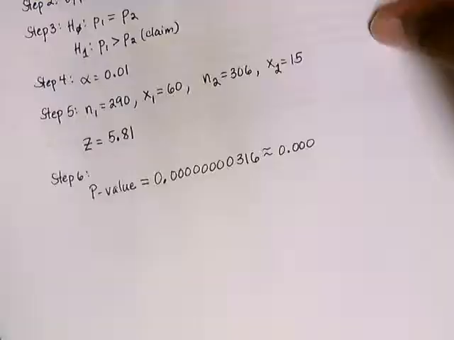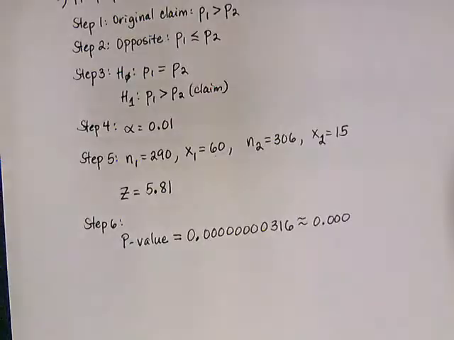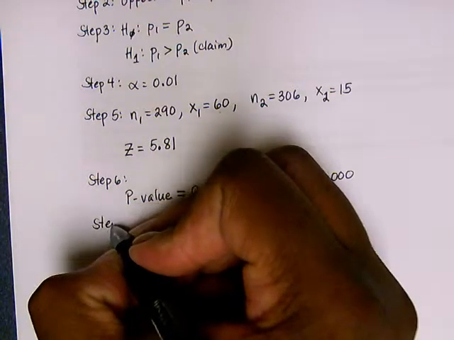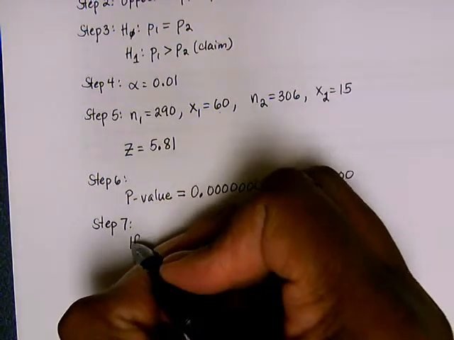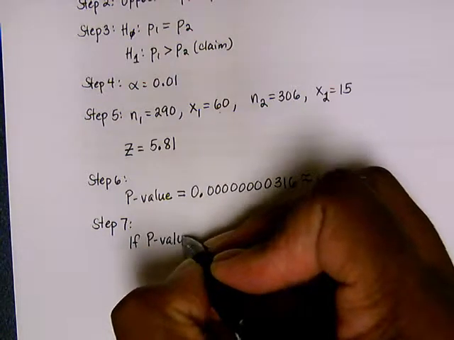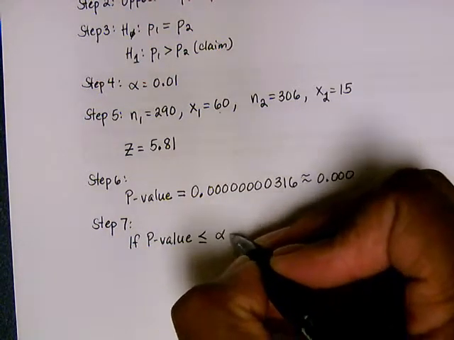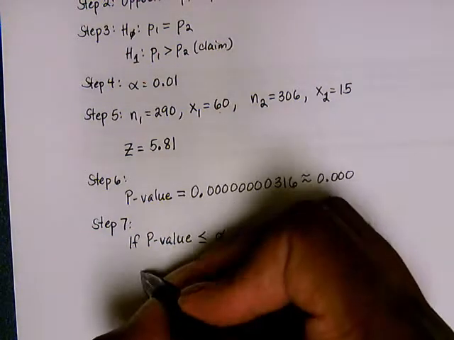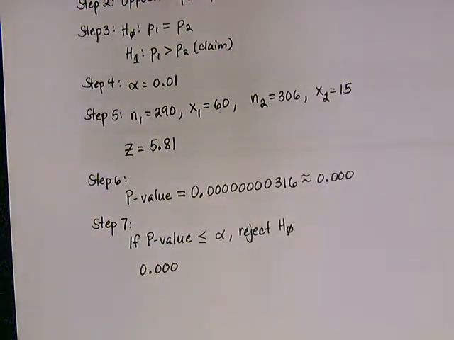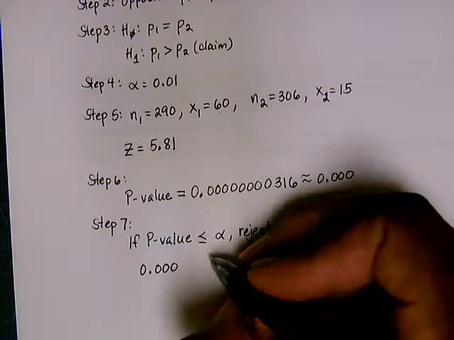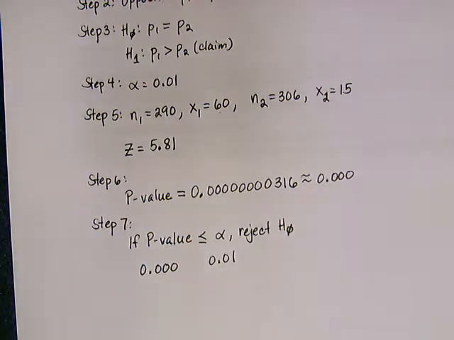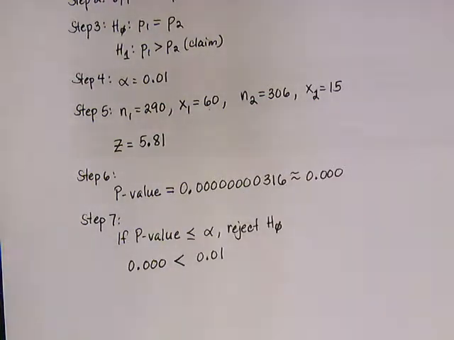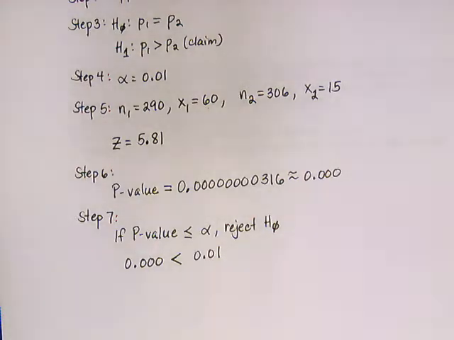Okay, now step number 7 is the decision rule. And that's this: if your p-value is less than or equal to alpha, reject the null hypothesis. And our p-value to 3 decimal places is 0.000. Our alpha level was 0.01 from step number 4. And as you can see, that is definitely less than 0.01, because we came up with a very low p-value.